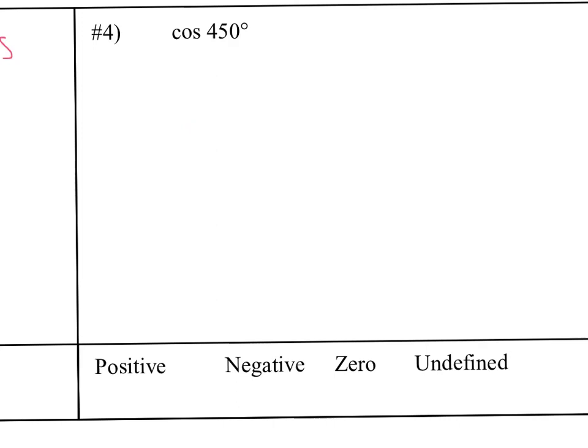Number 4, we got cosine of 450 degrees. Anytime you have an angle that's bigger than 360, like the last problem was bigger than 2 pi, you can always find a coterminal angle. I'm going to do that for this one just to remind you how to do that. To find coterminal angles, you add or subtract complete revolutions. 360 is a complete revolution. We end up with 90 degrees.